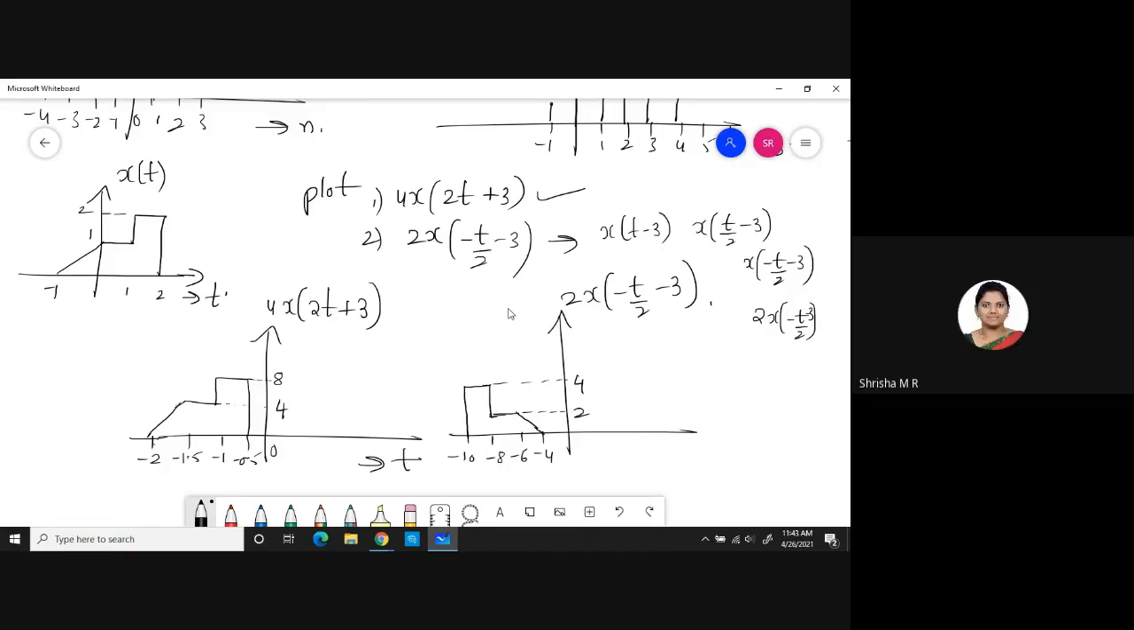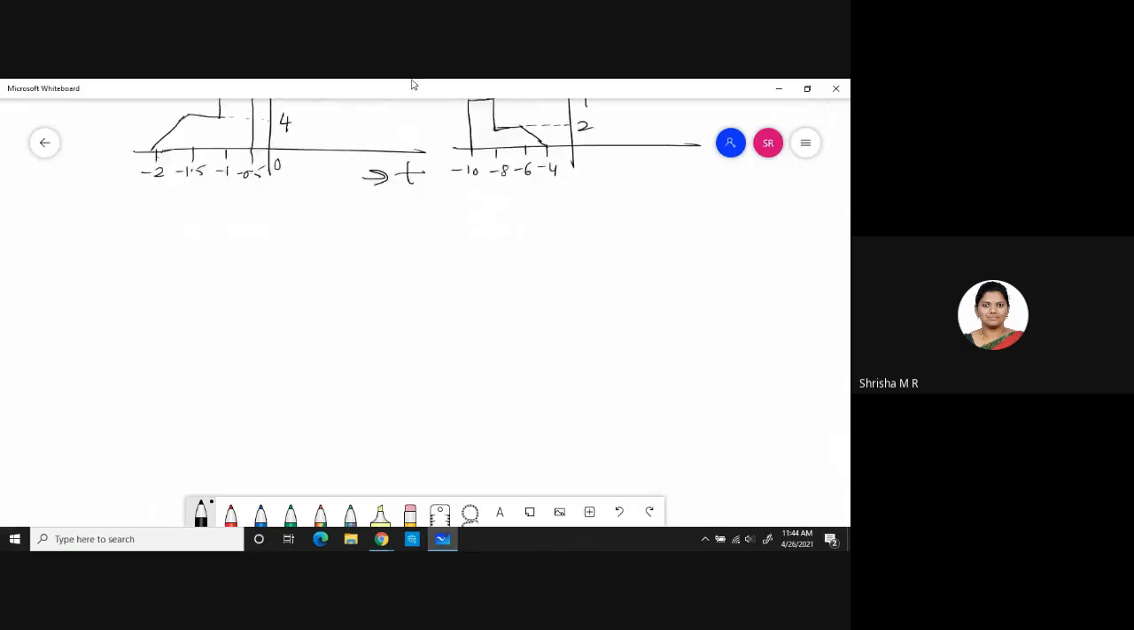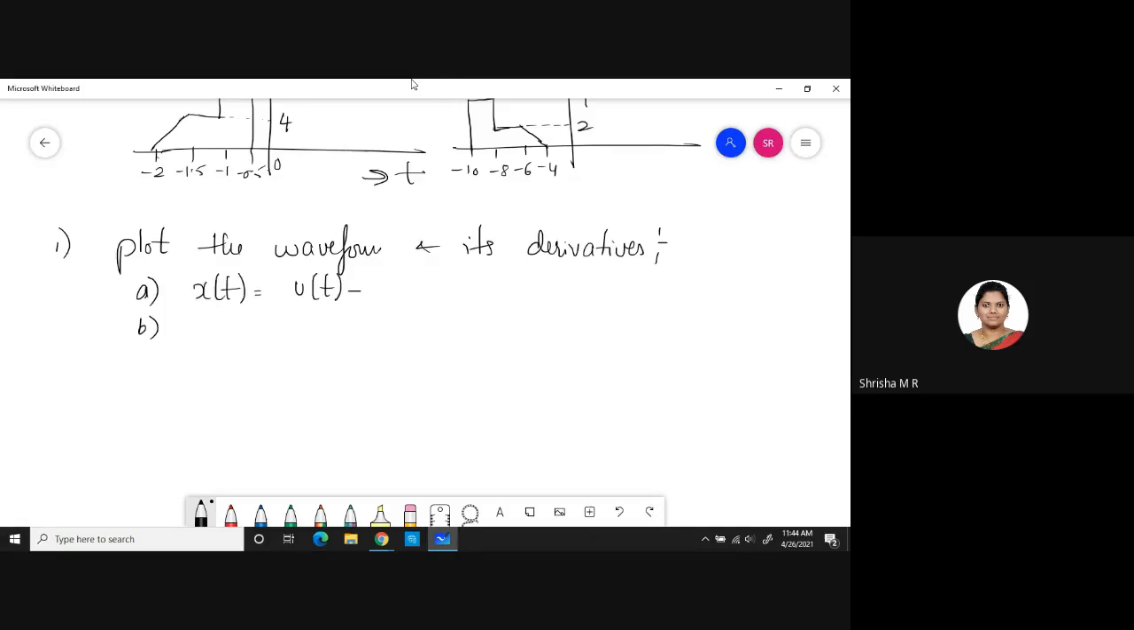So we'll move on to the next topic for today. Today we shall see a problem. Plot the waveform and its derivatives. You have to draw the derivatives also of the waveform. They have given you two waveforms, A and B. The first one is x of t equal to u of t minus u of t minus a. This is the first waveform. You have to plot it.